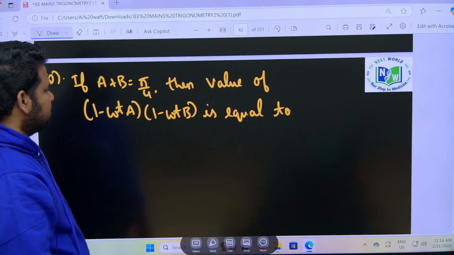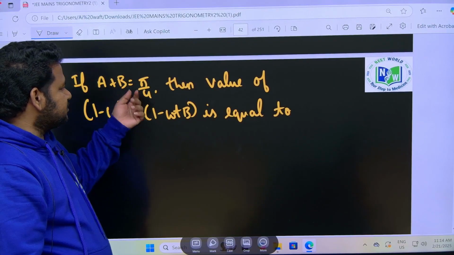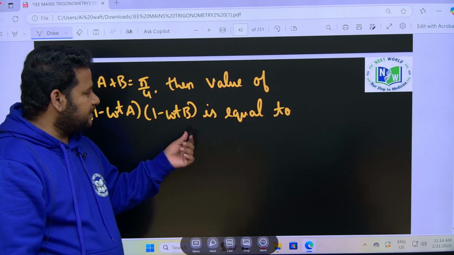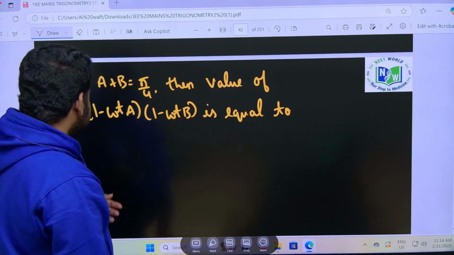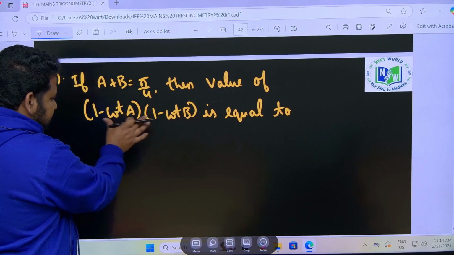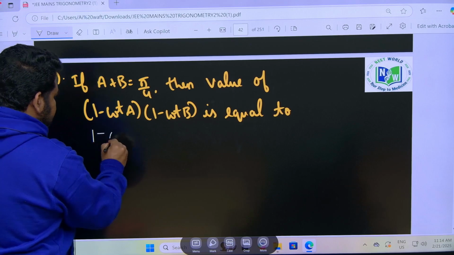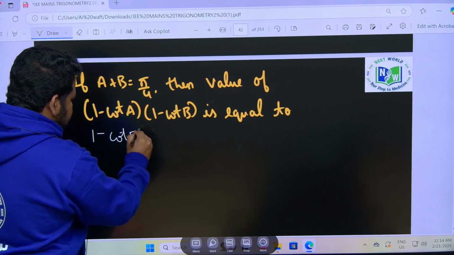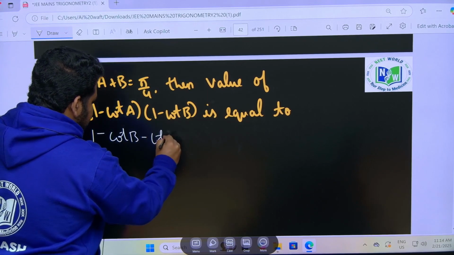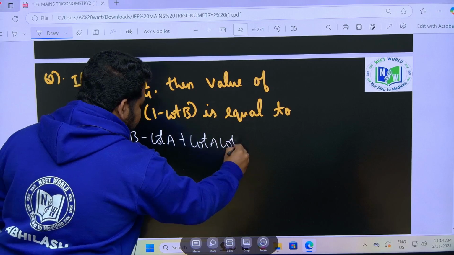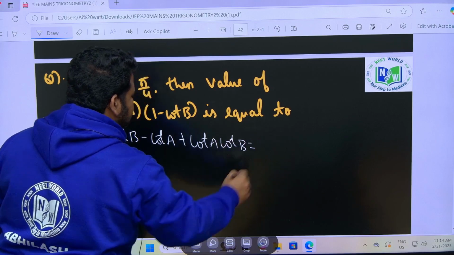Now look at this question. They are telling: if A plus B is equal to pi by 4, then the value of 1 minus cot A into 1 minus cot B is equal to how much? It's very simple. First let us multiply this. 1 into this one, 1 minus cot B, minus cot A into 1 is minus cot A, minus into minus is plus cot A cot B. We have to find out this value.